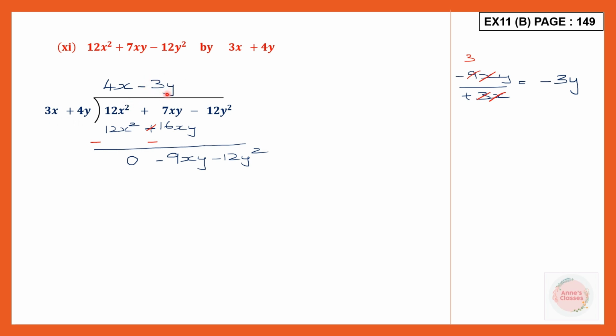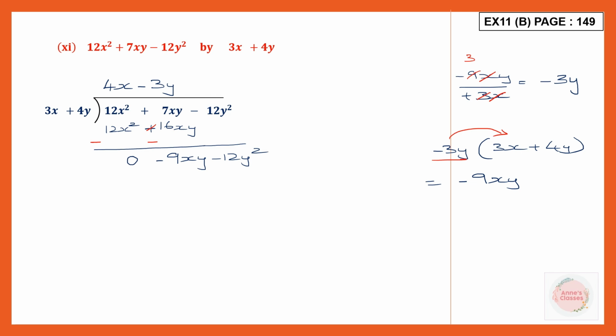So let's do that. Minus 3y into 3x plus 4y. Let's write it down here. Minus 3y into 3x plus 4y. So first we have to multiply minus 3y by 3x. The sign will be minus. 3 3's are 9. Y into x is yx or xy.